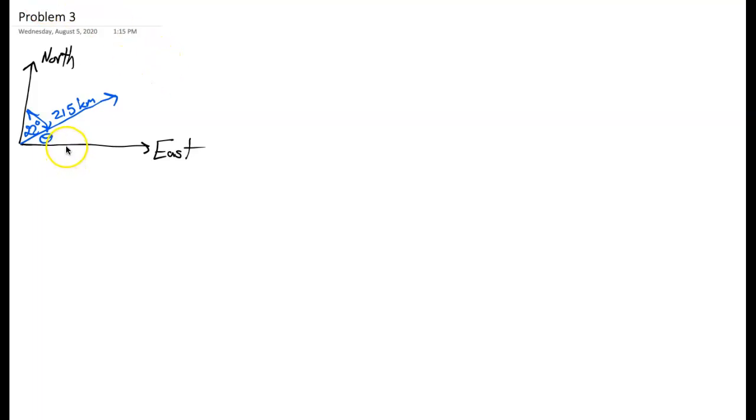In problem 3, we're given a displacement vector, and let's call that displacement vector d. The displacement vector is the vector that an object makes from a starting point, maybe the origin, to an ending point, given by, in this case, a magnitude of 215 kilometers and an angle that is 22 degrees east of north.